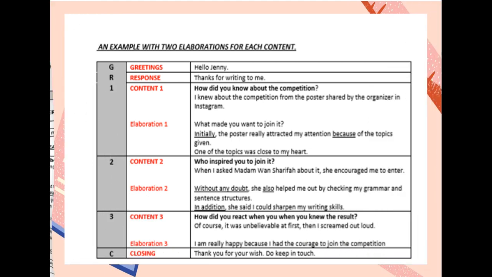This one is a bit longer. From GR1 it is almost the same. It's just that the student adds on another sentence to make it a bit longer. For example, for content one: the topics were close to my heart. For content number two, the added elaboration is: in addition, she said I could sharpen my writing skill. Content number three, another elaboration: I am really happy because I had the courage to join the competition.